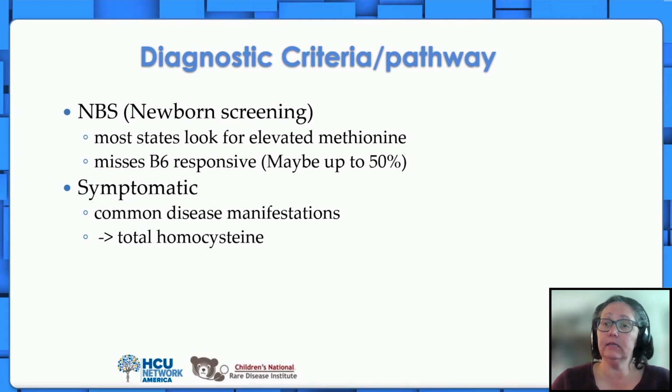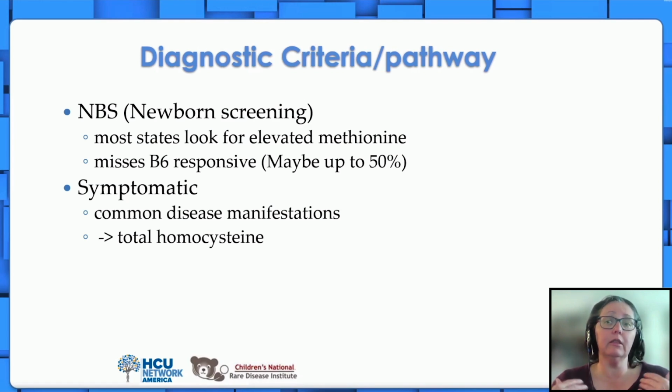Well, most states in the United States have newborn screening, or NBS, and most states, as their primary screen, look for elevations in methionine. It is important to note that if you look predominantly at elevations in methionine in newborn screening cards, you're likely to miss the B6 responsive patients. And in the US, the estimate is that approximately 50% of individuals with CBS will be pyridoxine responsive or partially responsive. The reason is that individuals with B6 responsiveness or partial responsiveness do not have elevations in methionine high enough above the cutoff.